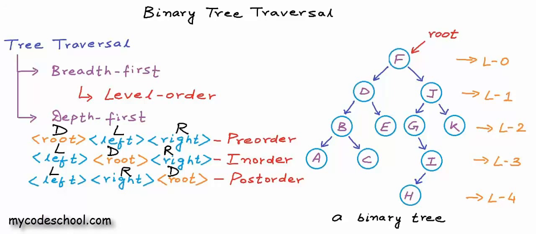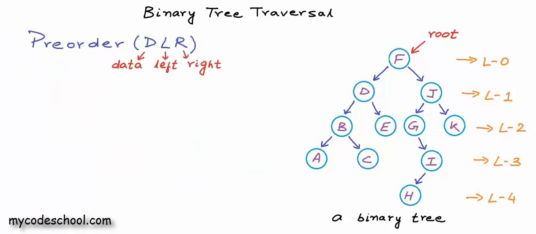Pre-order, in-order, and post-order are really easy and intuitive to implement using recursion, but we will discuss implementation later. Let's now see what will be the pre-order, in-order, and post-order traversal for this tree that I've drawn here. Let's first see what will be the pre-order traversal for this binary tree.